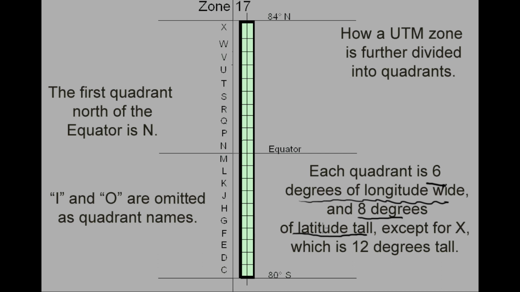The only exception here is quadrant X, which is a little different. Quadrant X, instead of being 8 degrees latitude tall, is 12 degrees of latitude tall. The quadrants are lettered, beginning down south with the letter C and ending up north with the letter X. You'll notice that the letters I and O are omitted, presumably because they're too close to 1 and 0. Something that's helpful to remember is that just north of the equator is quadrant N. So quadrant N stands for north, the first quadrant north of the equator.